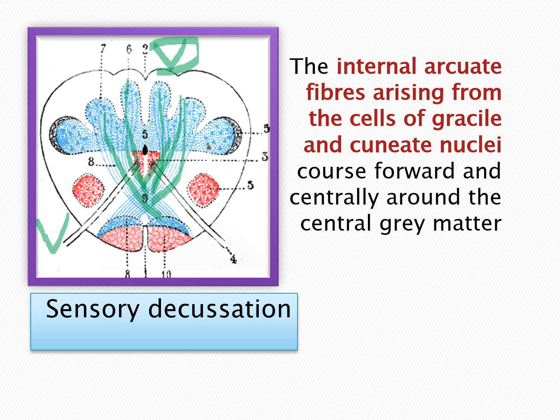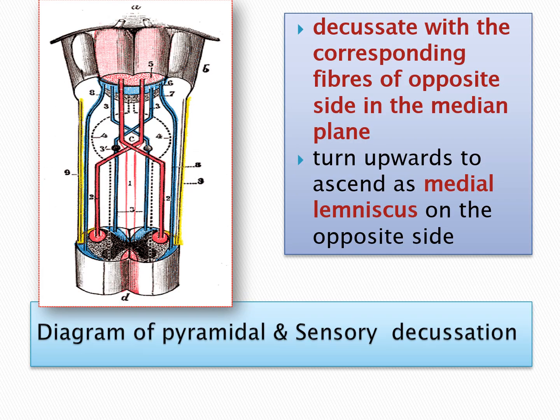So this is the pyramid. This is the sensory decussation. Now we have to see in this picture, both decussations are given. Red color is the pyramid. This decussation is at the lower part of the medulla oblongata to continue as the lateral corticospinal tract in the spinal cord. This blue color is the sensory decussation from the nucleus gracilis and nucleus cuneatus, at a slightly upper part of medulla. They will continue as the medial lemniscus on the opposite side.